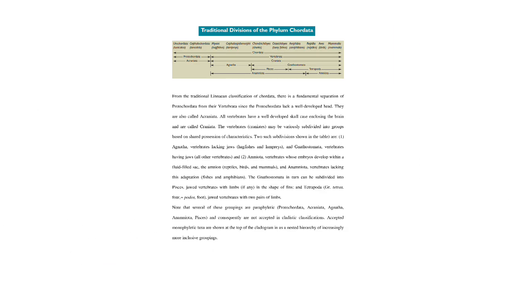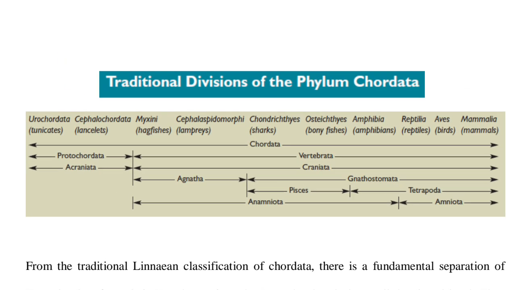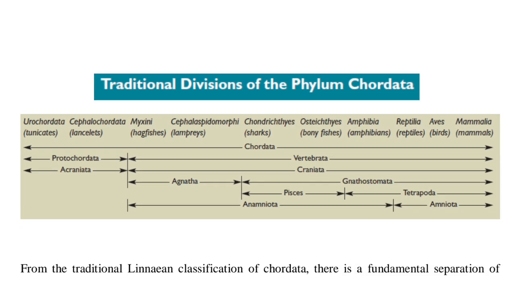Now let us move to the division of chordates, that is, the classification of chordates. Now look at it. This is what I was talking about. If we check the classification, we have the urochordates, the cephalochordates, the myxini, the cephalaspidomorphi, the chondrichthyes, the osteichthyes, amphibians, reptilia, aves, and mammalia. You understand? That is what you're having. But how will I classify mine? Let me just classify it like this.